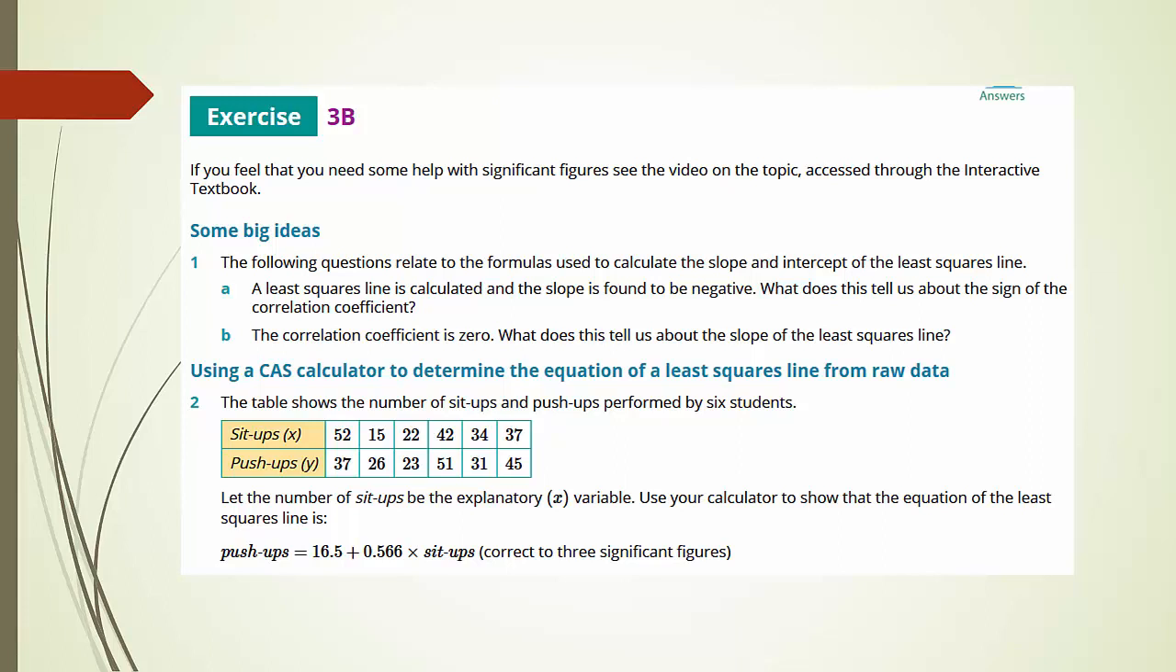What about if the correlation coefficient was 0? What would that tell you about the line? The horizontal line. Well done. A horizontal line would have a coefficient of 0. And don't muddle that up with r squared.